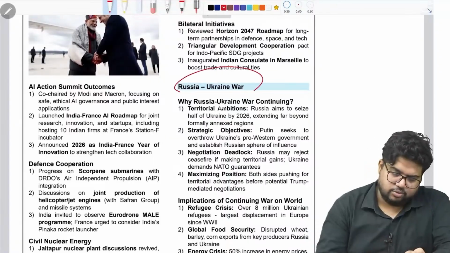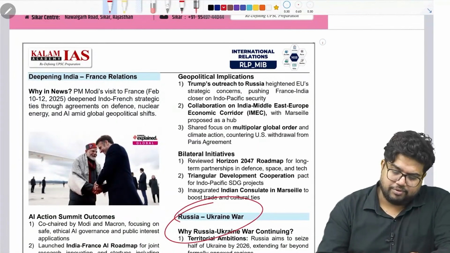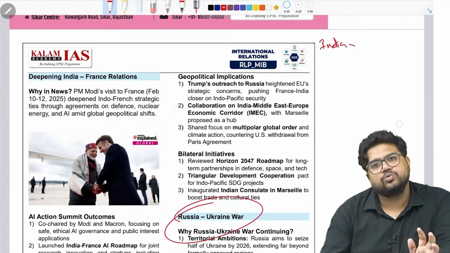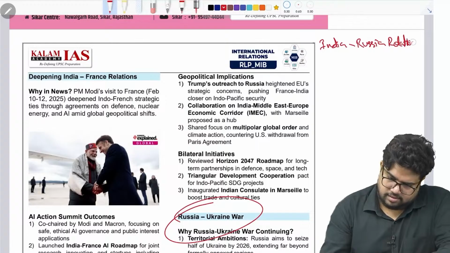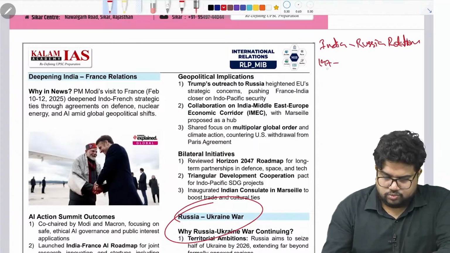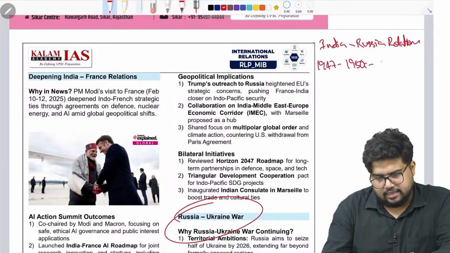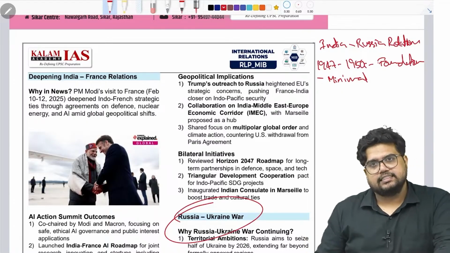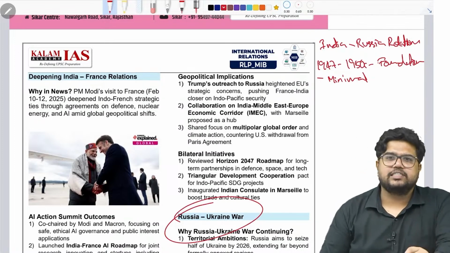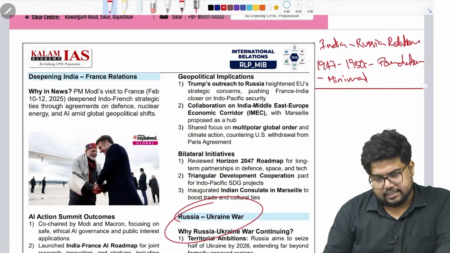India, France, Russia-Ukraine war. And before that, like we have done about the US, I want to give you a little more information on India-Russia. This is very similar to what we have seen in India-US. From 1947 to the 1950s, this was the foundation phase. During this phase there were minimal relations, but positive interactions, especially due to the colonial past and some level of presence of communism in India, which brought India and Russia close.